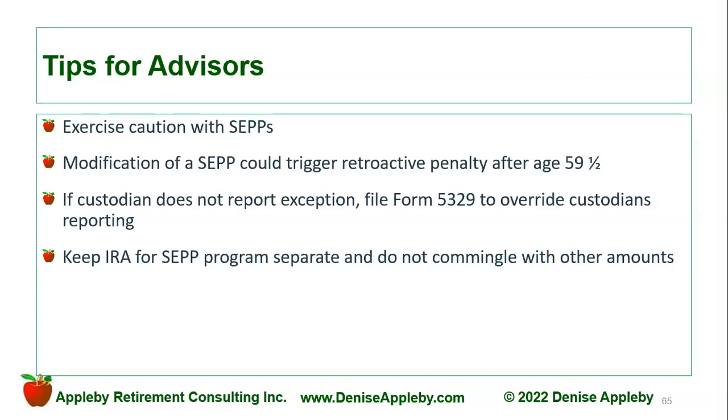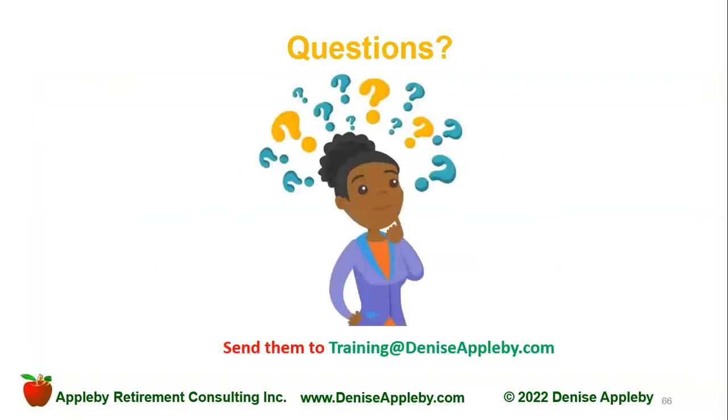And of course, if the custodian does not report the distribution as being qualified for an exception, then the tax preparer would use Form 5329 to override the custodian's reporting. And keep SEPP accounts separate from all other accounts. If your client wants to do other types of transactions, then the other accounts that are not part of the 72T program can be used for those.